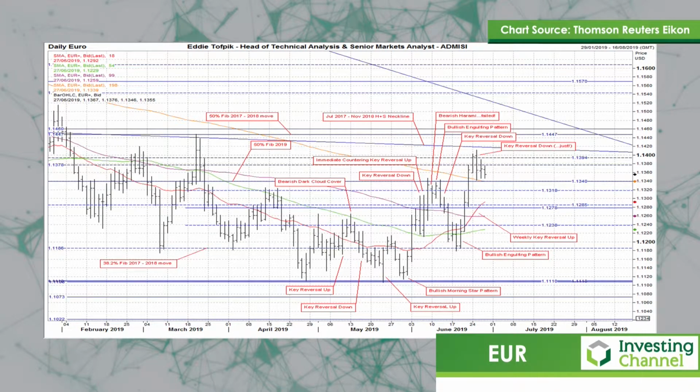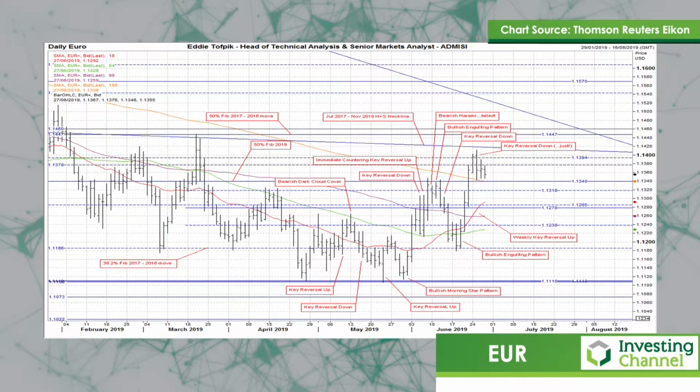We're also not far, nor seemingly overly interested in testing, the support of the perceived strong combination of the 50% Fibonacci line of the 2019 to date move at 113.40 and the long moving average, which is just one tick underneath it at 113.39. The question is still, is this enough to counter last week's weekly key reversal up?